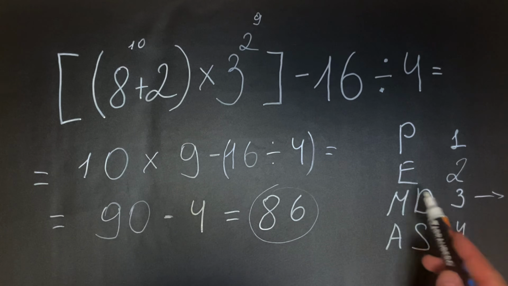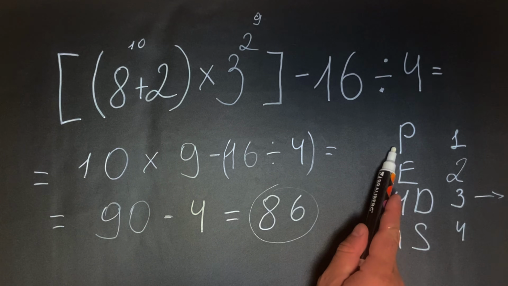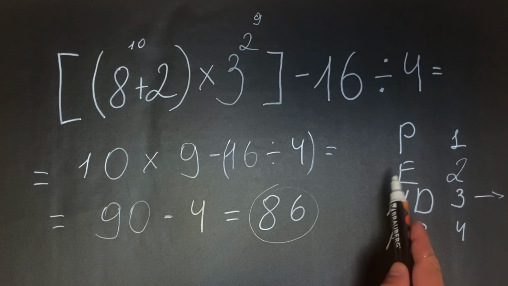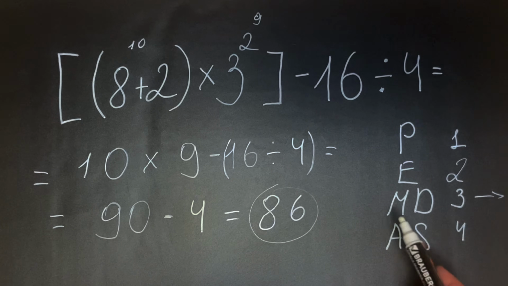So first, remember, you follow the order of operations. You do first the parentheses if you have. If you don't have, you skip it. You do the exponents if you have. If you don't have, you skip it. Then multiplication and division, and then addition and subtraction.